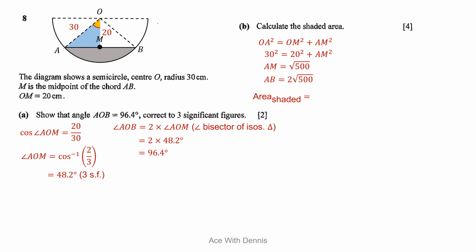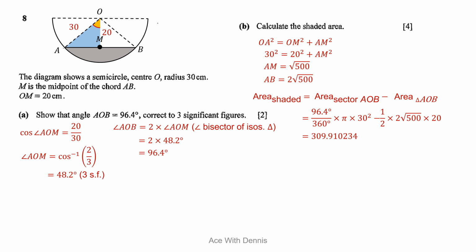And now we can find the area of the shaded region, which is the area of sector AOB minus the area of triangle AOB. The area of sector AOB is 96.4 degrees over 360 degrees times pi r square, which is pi times 30 square. And then minus the area of triangle AOB, which is half times base times height. And the value will be half times 2 times of square root of 500 times 20. Then we calculate everything with calculator. We'll have 309.910234. Round up to 3SF, then the answer will be 310 centimeters squared.